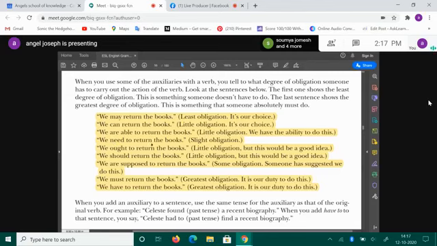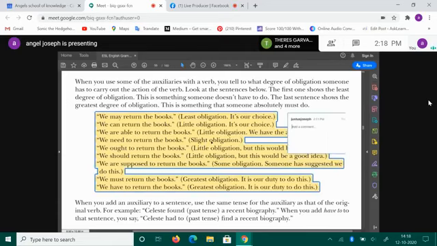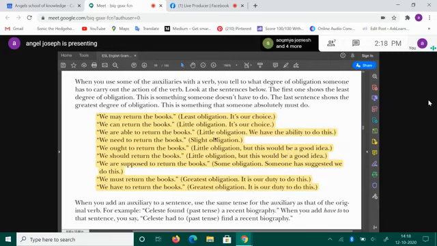We need to return the books. When you say this, the level of obligation increases. We need to return the books. So here, as you can see, there is slight obligation. Not the least obligation or little obligation, but your level of obligation increases.